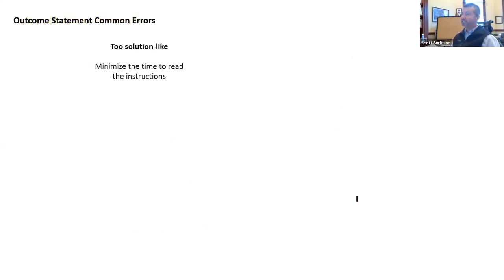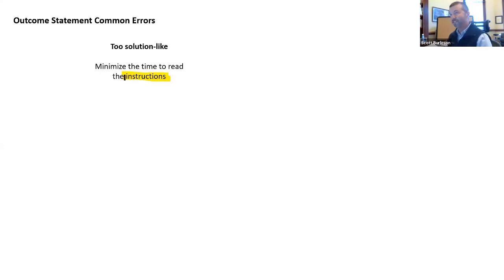A couple more. To solution like. This is a tricky one. This can be very tricky. Sometimes you'll have an outcome that says maximize the amount of training. You'll see that, which sounds like a great outcome. Minimize the time to read the instructions. That sounds like a good outcome. I want to read that quickly. The challenge is these instructions have snuck in here as a solution.